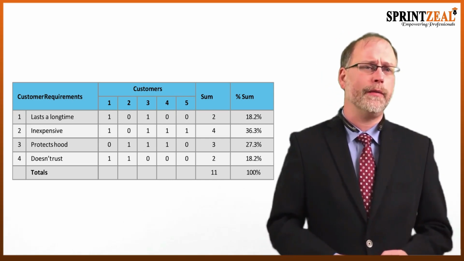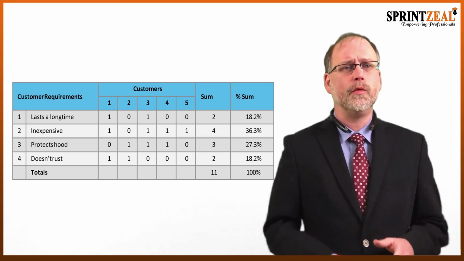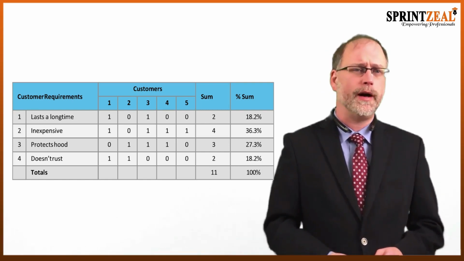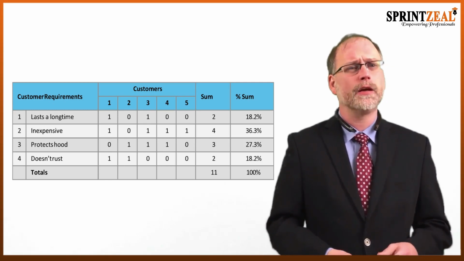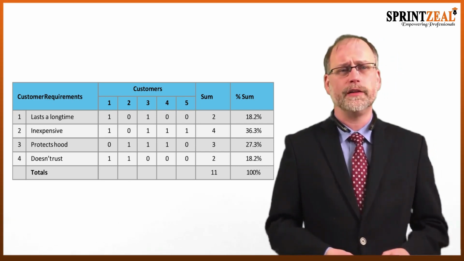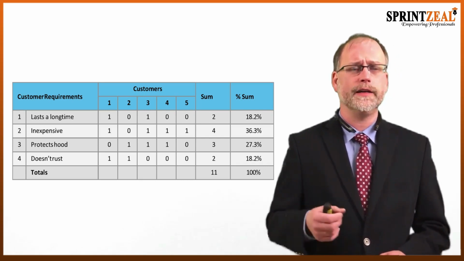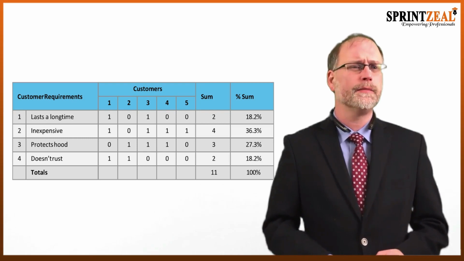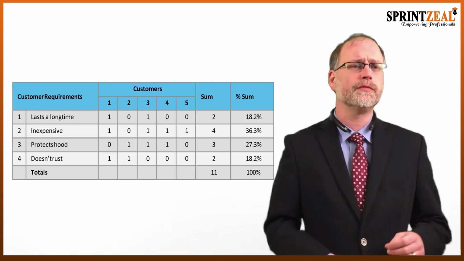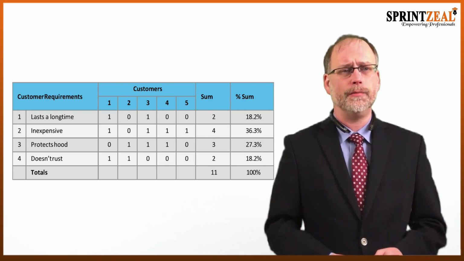Next, we look at the second requirement, which was inexpensive. Only customers 1, 3, 4, and 5 gave it a 1 rating, while customer 2 was all by themselves at 0. In terms of the third requirement, which means that this particular product has to protect their hood, more than likely the hood of their vehicle, 2 customers gave it a rating of 0, customers 1 and 5. In terms of the requirement that it doesn't rust, it was a pretty even split. Customers 1 and 2 gave it a 1, and customers 3, 4, and 5 rated it a 0.